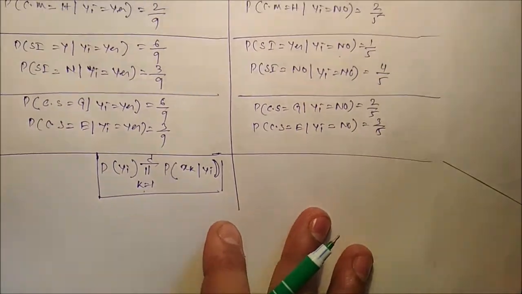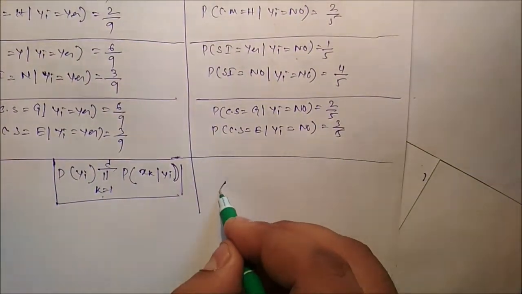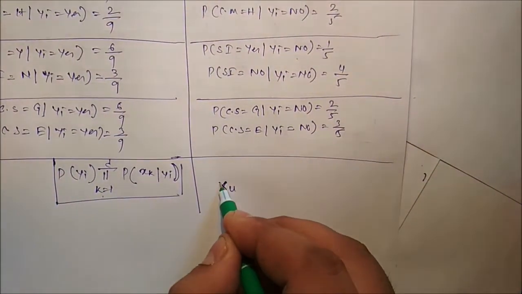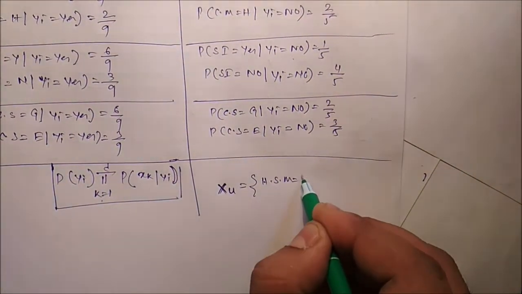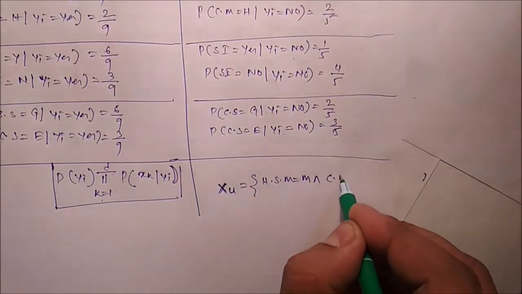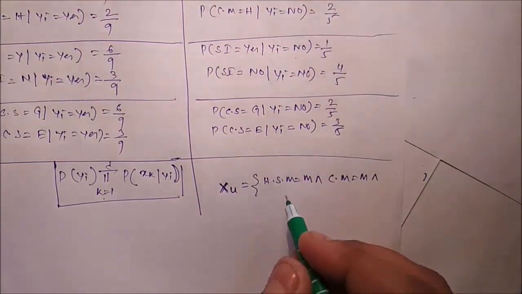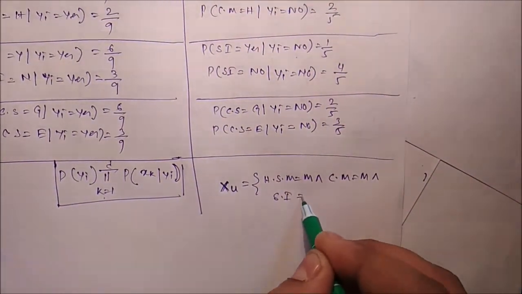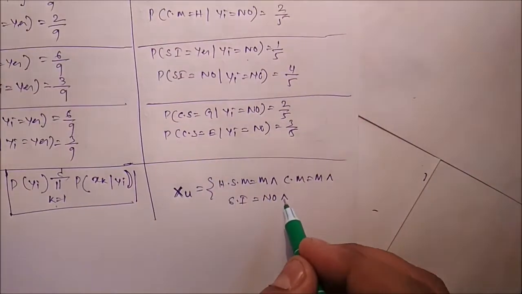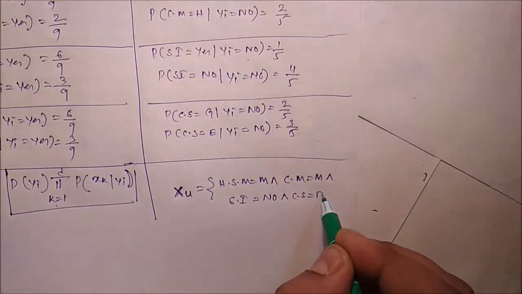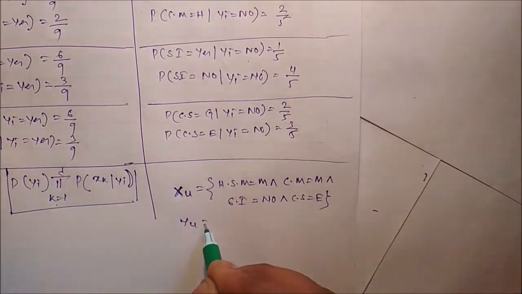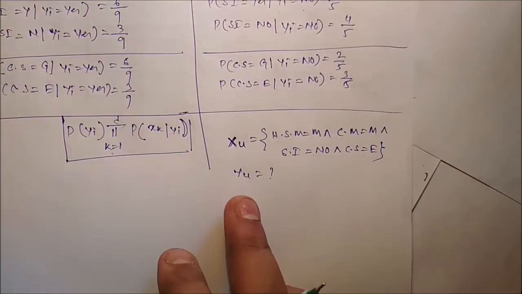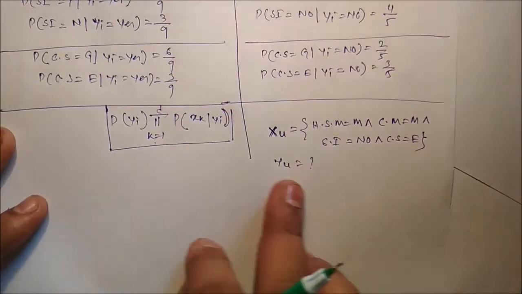Now suppose one unknown data is there. Say the unknown data is high school marks equal to medium, college marks equal to medium, sports interested equal to no, and communication skill is excellent. We need to know what will be its class level. So we have to apply this one.